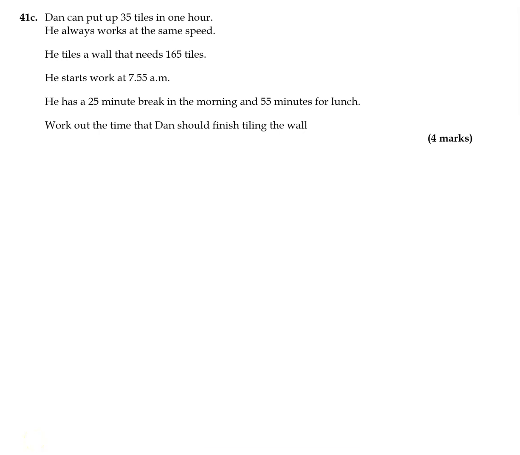Dan can put up 35 tiles an hour, and he always works at the same speed. So he needs 165 tiles. We need to know how many hours that is, or how many hours and how many minutes. So 165, how many 35s is that? So we do 165 divided by 35.